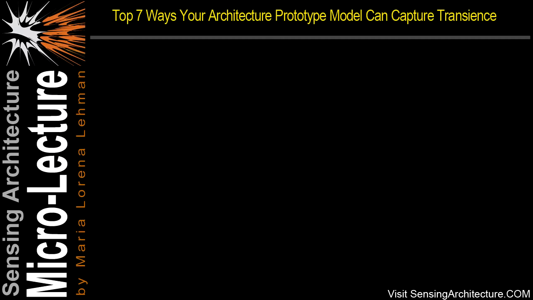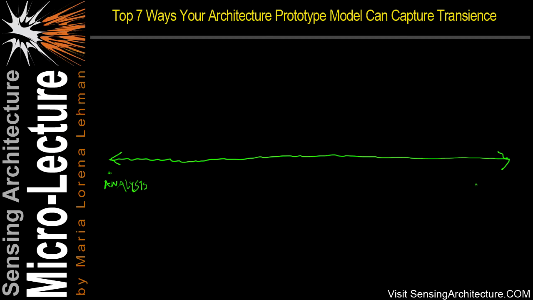And in today's micro lecture, we're going to explore the top 7 ways to model or prototype architectural transience or change. Now, first we'll begin by drawing a line that represents the spectrum that on one side to the left is representation analysis, and to the right is immersive experience. So in other words, the 7 ways to model or prototype architectural transients depend upon timing or speed.